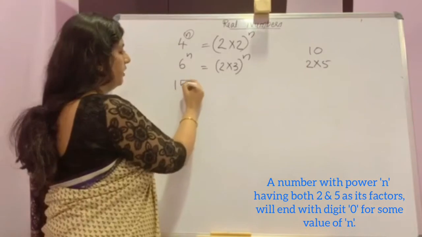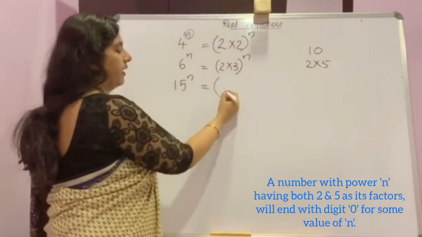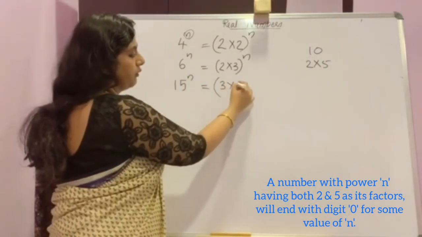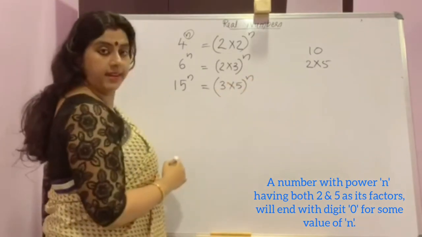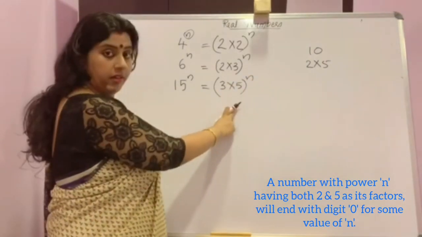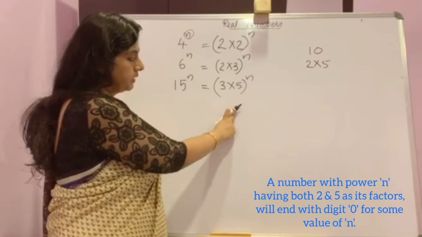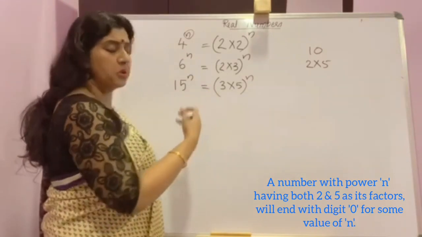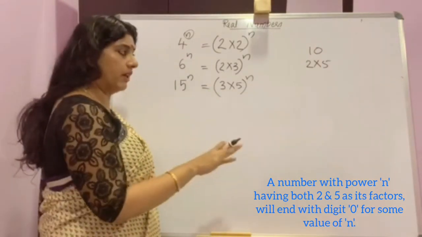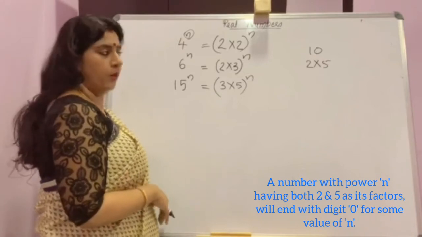What about 15 raised to n? Factorization is 3 into 5 whole raised to n. Here there is a 5. But what about 2? There is no 2 here. So it will never end with the digit 0.